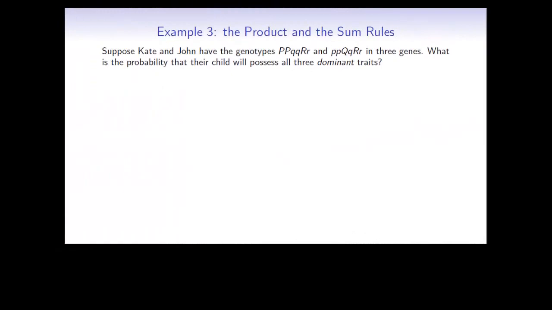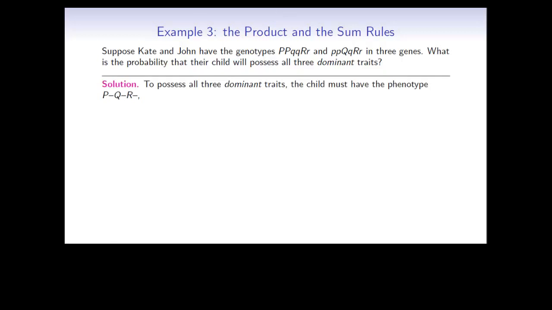Now let's have a look at a longer example that involves both the product and the sum rules. Suppose that Kate and John have these given genotypes in 3 genes, where a capital letter represents a dominant allele and a lowercase letter represents a recessive allele. What is the probability that their child will possess all 3 dominant traits? To have all 3 dominant traits, their child must have a phenotype that involves at least one dominant allele in each of the 3 genes. In other words, P dash could represent big P or big P small p, and similarly for the others.